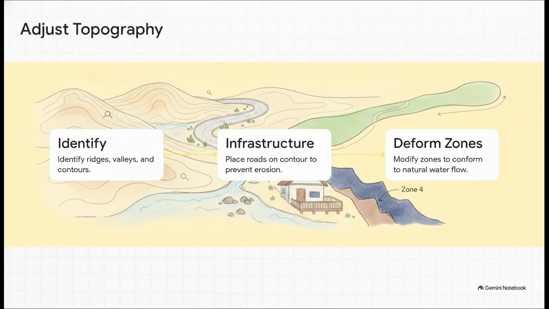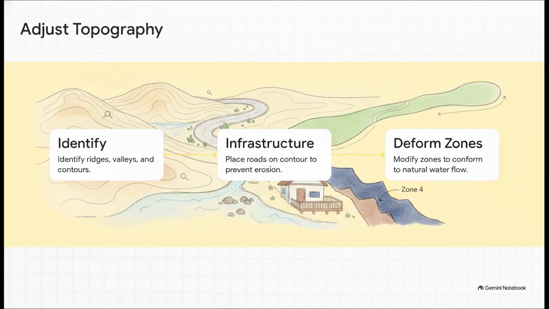Step 2, you want to place key infrastructure intelligently. For example, contour roads should be placed high and dry on the ridge crests so they're easy to maintain and they don't wash out into the valleys below. And then step 3, we deform those circular zones into lobular patterns that actually conform to water flow and slope.